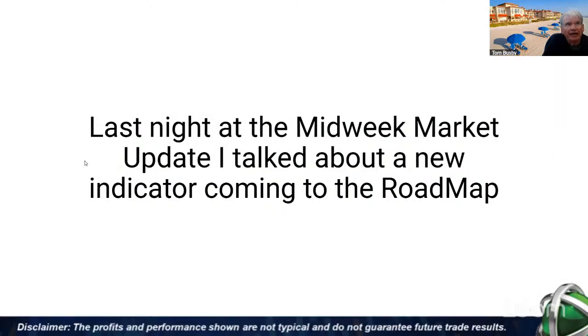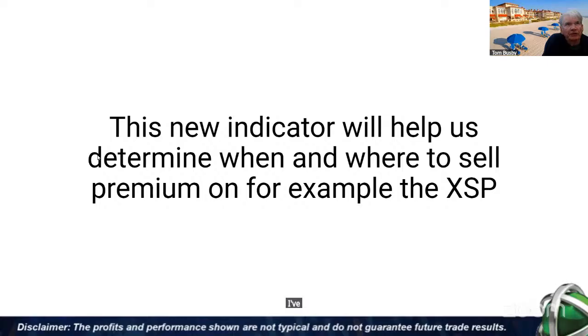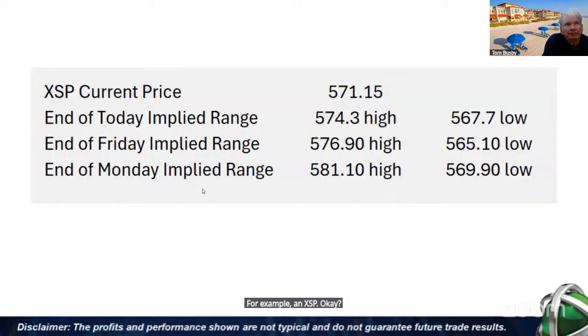Last night, I talked about a new indicator coming to the roadmap. Here's a glimpse at it. The new indicator will help us determine when and where to sell premium, for example, in XSP. Okay? Here's a glimpse of some of the data that's going to be there. The current price when Jonathan made this was 571.15. 574.30, 567.70. See those two numbers? Tell me you see those two numbers today. Okay?